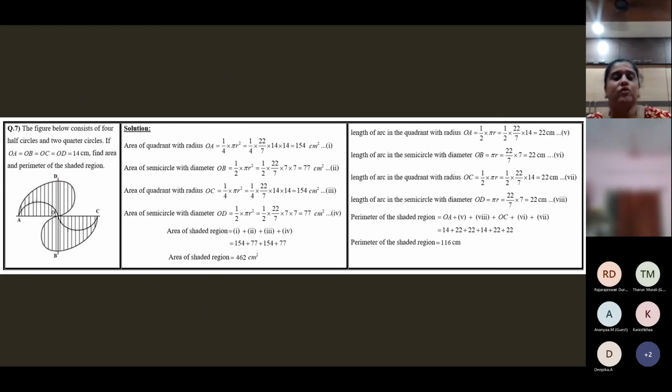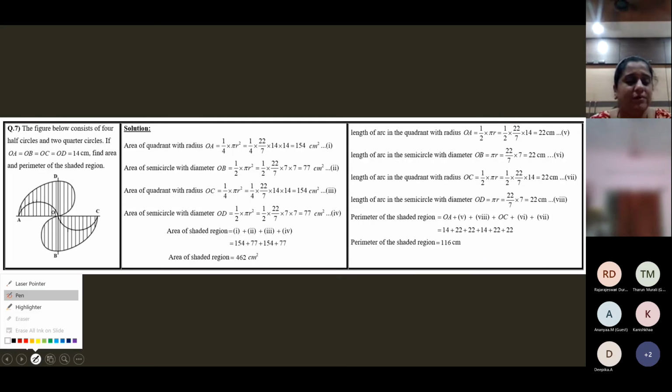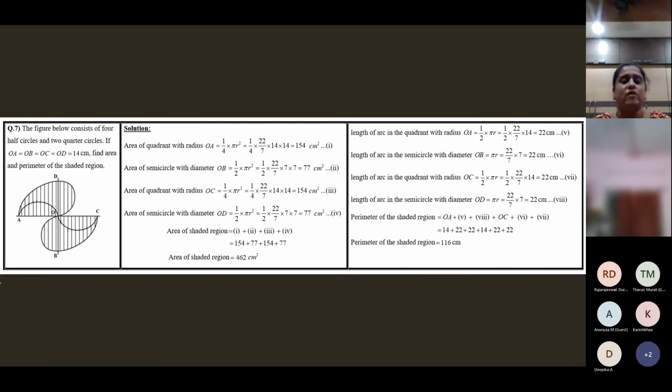So areas like that. For perimeter, perimeter is very important. You should just go along the boundary of the shaded region. See here, I start from O. Go along the boundary of the shaded region. So see here, I go like this. I walk along OA. Then I walk along this arc AD. Then I go like this, I come here. Now I walk along OC. Then along this arc, and I finish it. I come back to the starting point.